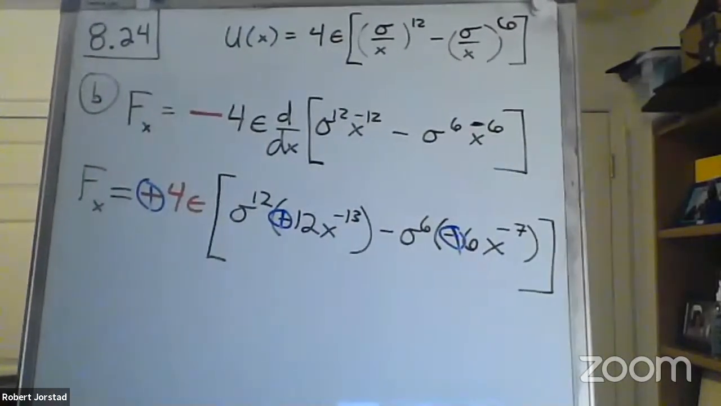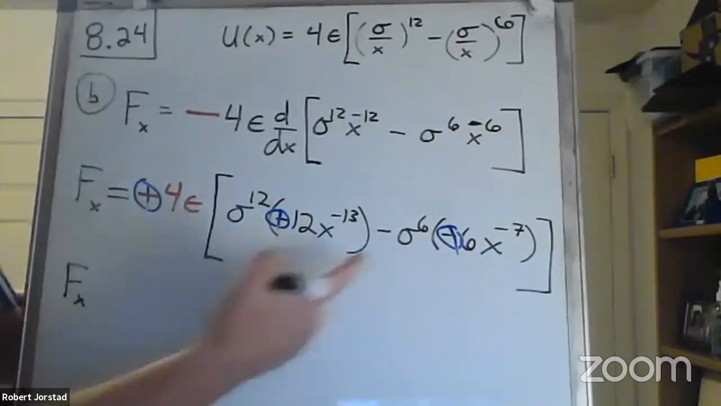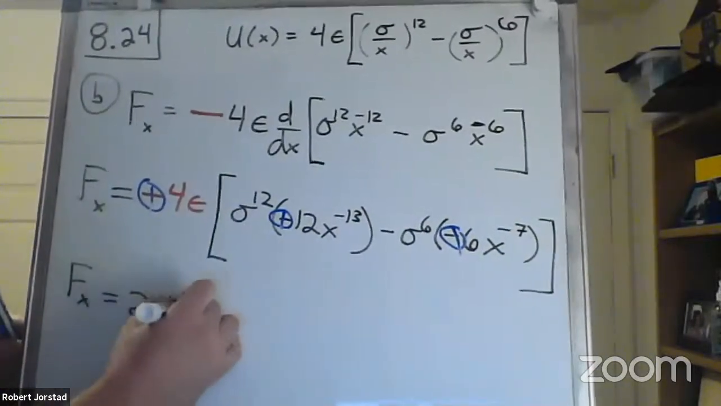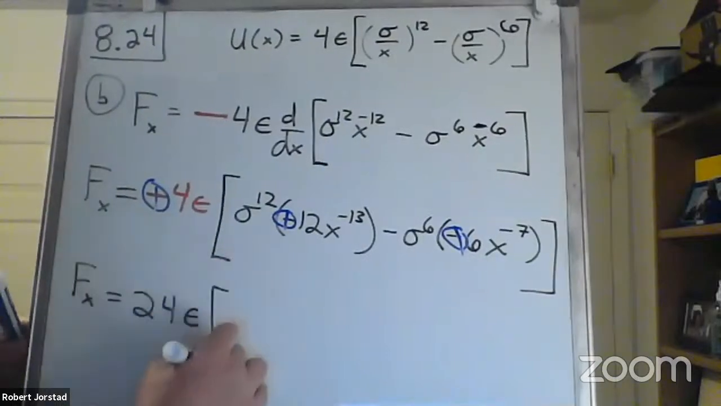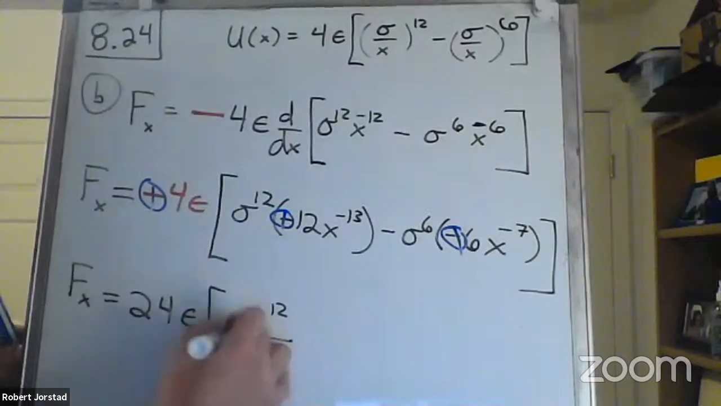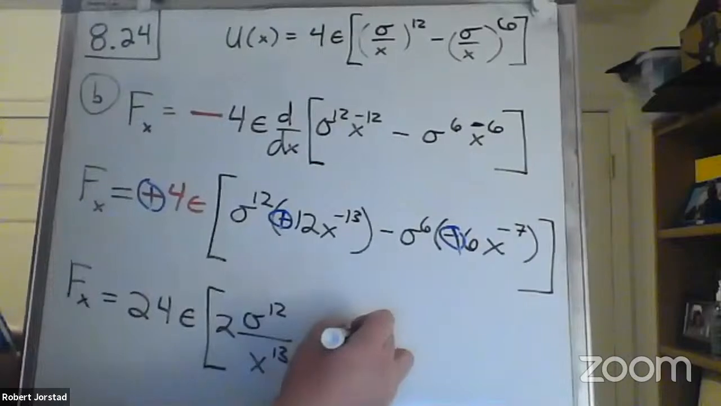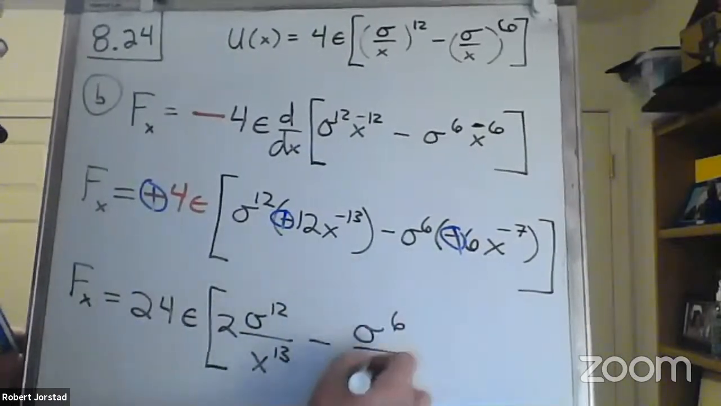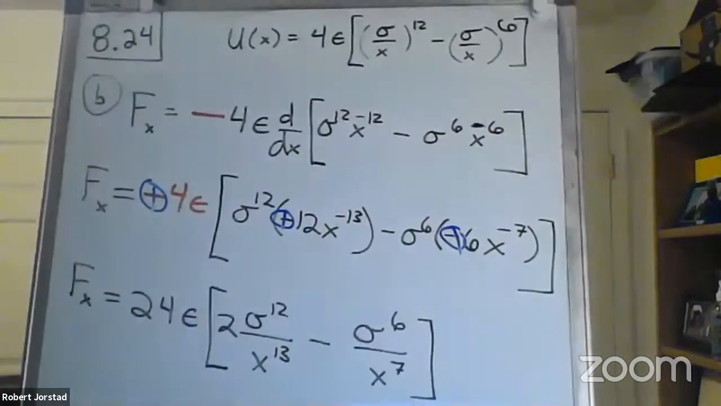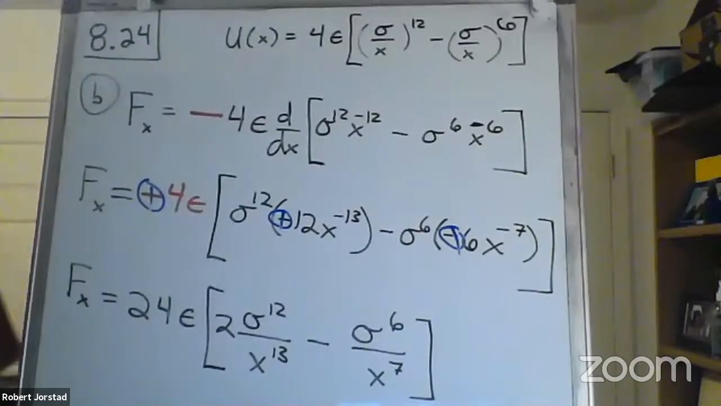And so are there other ways to do it? You bet. I could factor out a 6. I think that's right. Questions on that?